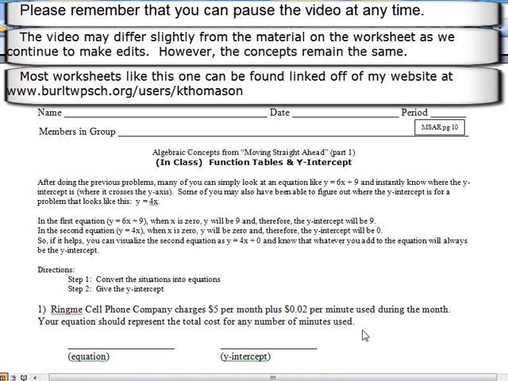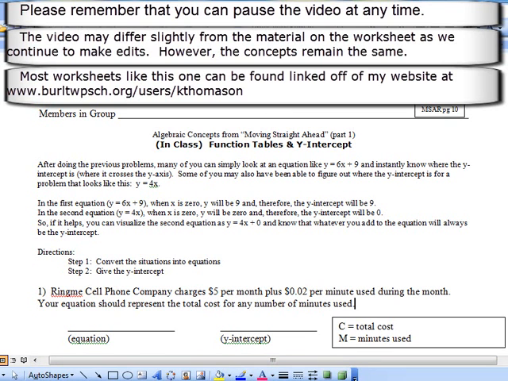The problem gave us a real tiny clue here. It says during the month. So they really want this equation for 1 month, so we don't have to worry about the per month here. We need to worry about the per minute, because that's going to happen repeatedly throughout the month. Now the second sentence pretty much spells out exactly what you need to do. It says your equation should represent the total cost for any number of minutes used.